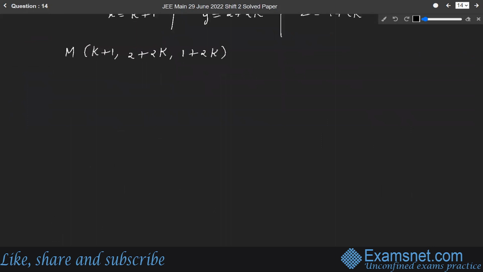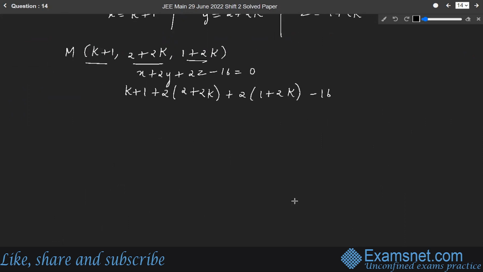The equation of plane is x + 2y + 2z - 16 = 0. So let us do one thing. Let us substitute the values of x, y, and z here. What is x? k + 1. Plus 2y, 2 into y is 2 + 2k. Plus 2z, means 2 into z. So what is the value of z? 1 + 2k. Minus 16 will be equal to 0.